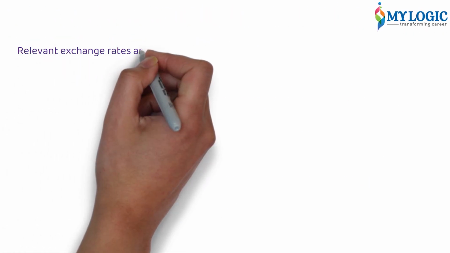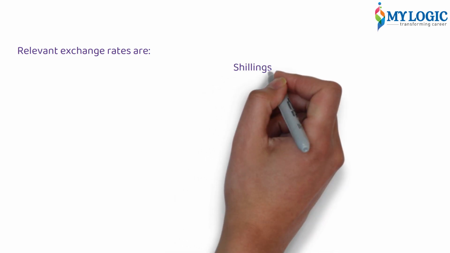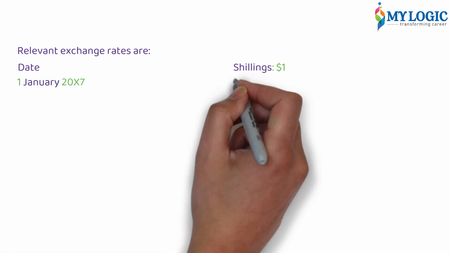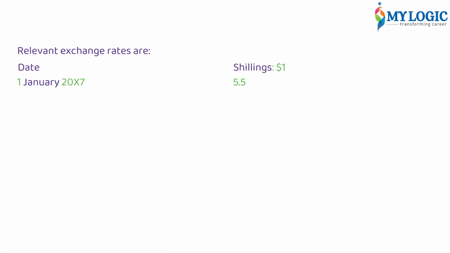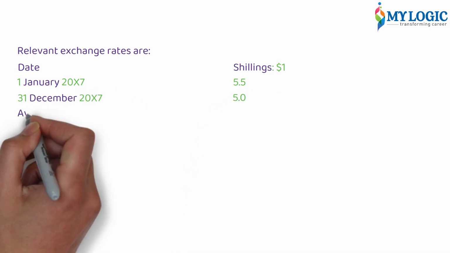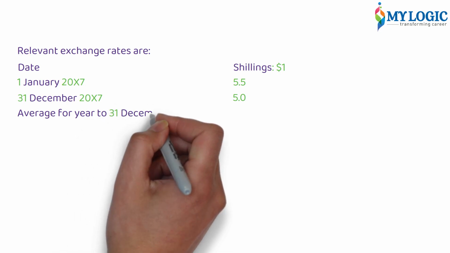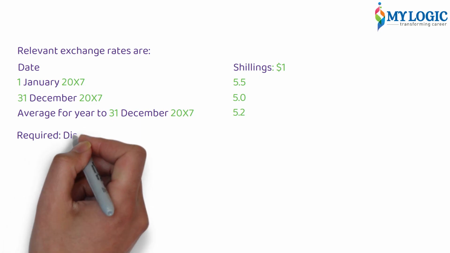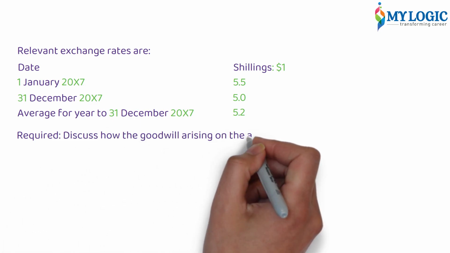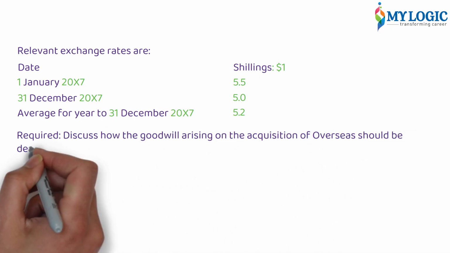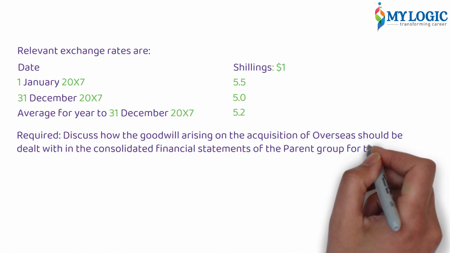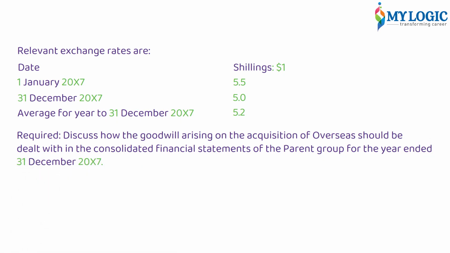Relevant exchange rates are, shillings to $1: on 1st January 2017, 5.5; on 31st December 2017, 5.0; average for the year to 31st December 2017, 5.2. Required: Discuss how the goodwill arising on the acquisition of Overseas should be dealt with in the consolidated financial statements of the parent group for the year ended 31st December 2017.